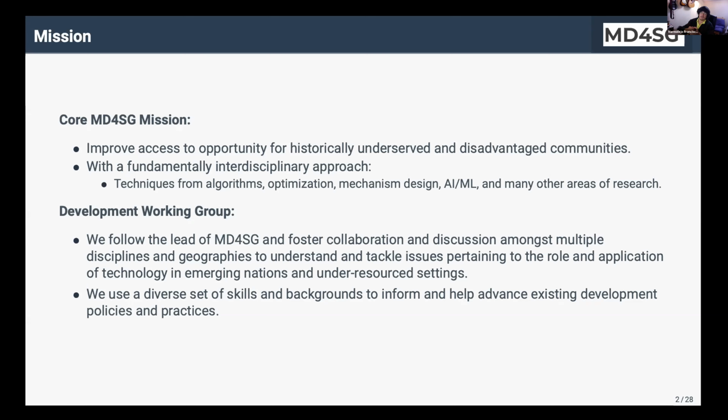In line with this, the development working group works on issues that mostly have to do with the application of these technologies in emerging nations and under-resourced settings. And most importantly, I like to think of the development working group as being incredibly interdisciplinary. We really bring together people from multiple different disciplines, people who have to do with the actual practice of implementing these solutions in the developing context. And we bring these diverse sets of skills and backgrounds to inform policies and practices in this space.